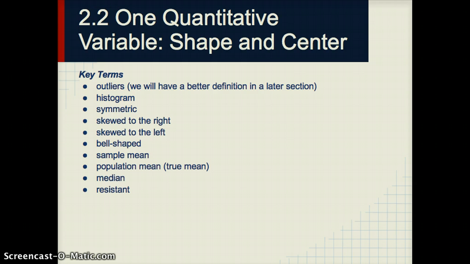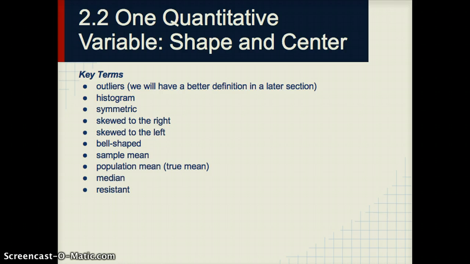Section 2.2, one quantitative variable, shape and center. So this is a lot of pictorial type things. It's a much more visual chapter. Do pay attention to the homework. That's really where I think a lot of the understanding will solidify. Okay.